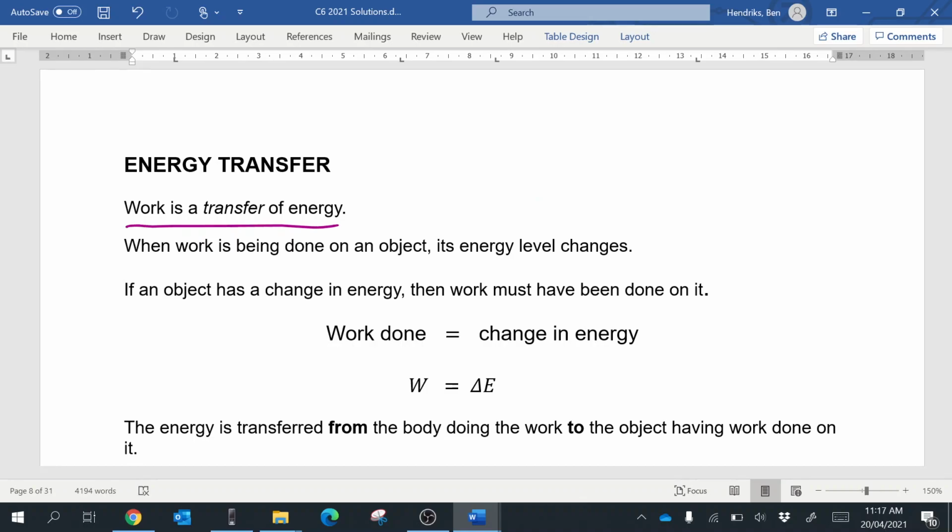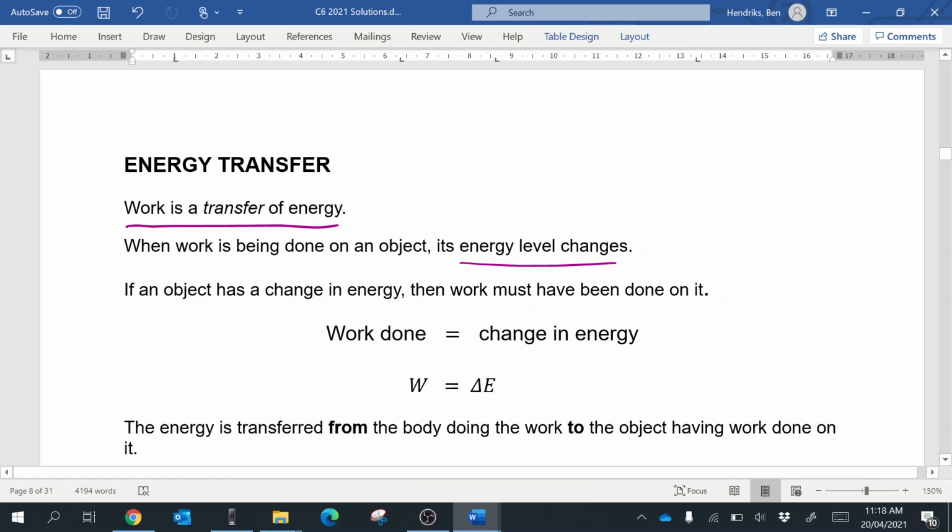For example, if you are going to lift a bunch of weights, you need to have eaten some food which gives you some chemical energy, and then you can transfer that chemical energy into mechanical energy when you're lifting things. Okay, so when work is being done on an object, its energy level changes. So if you lift something up, it gets more potential energy, which we saw in the previous examples. Or if we move something faster, then we also have supplied that object with energy.